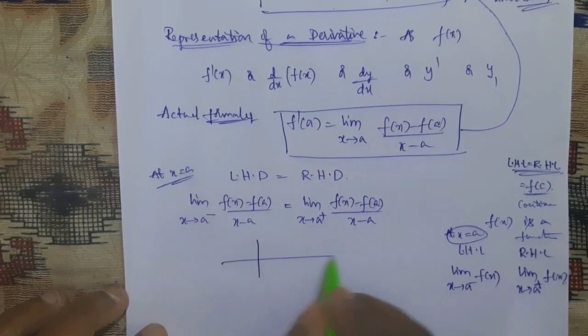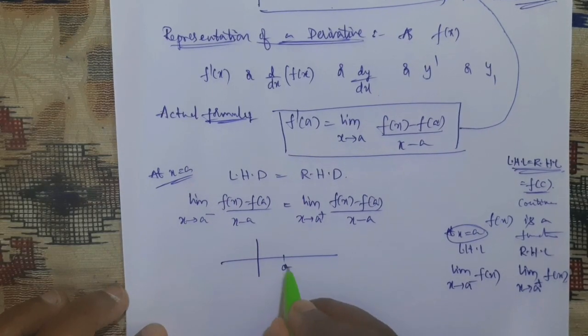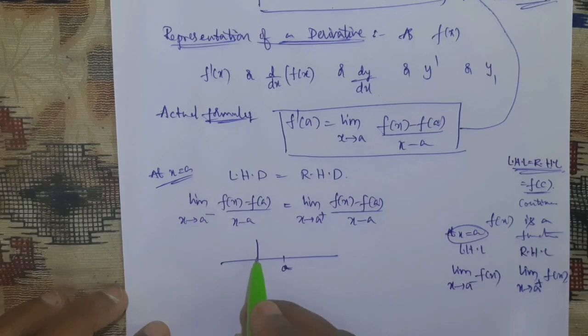You know that, for example, if it is a point A, when we are approaching A from the left hand side, that we will consider like this.